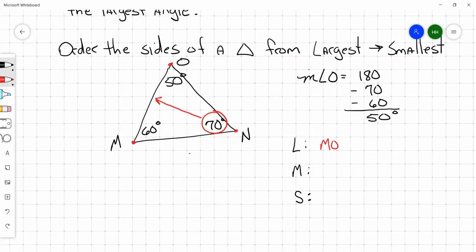Then your shortest side, here's your smallest angle, this 50-degree angle. This angle O is 50 degrees. So the side that doesn't contain the letter O is the shortest side. So that's going to be MN.